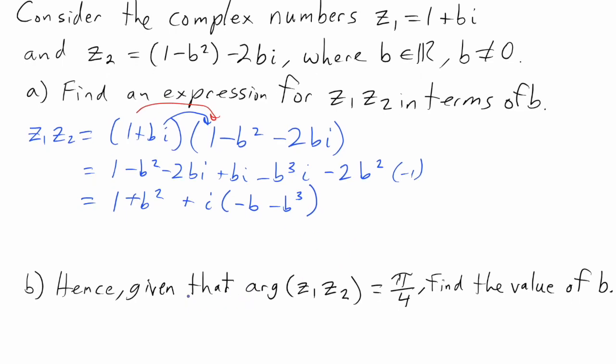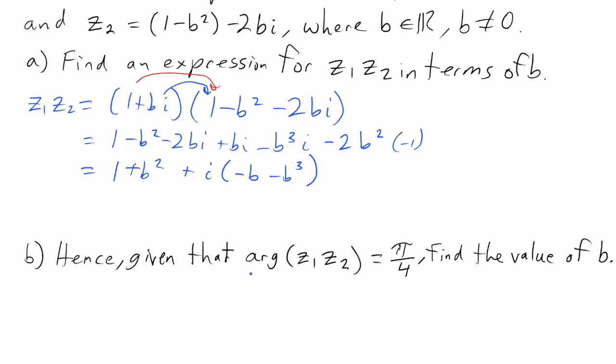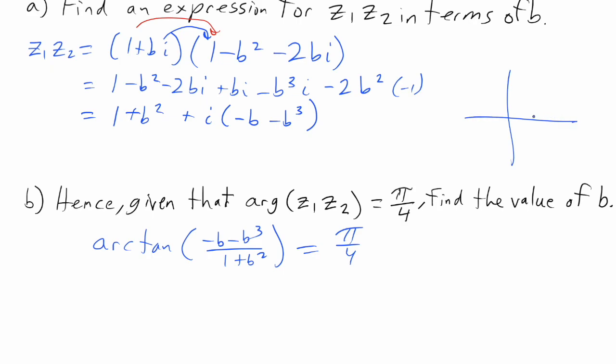Part B says, given that the argument is pi over 4, find the value of b. So that means that arctan of the imaginary part divided by the real part, so that's going to be negative b minus b cubed over 1 plus b squared, has to be equal to pi over 4.